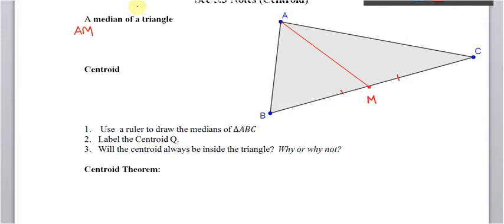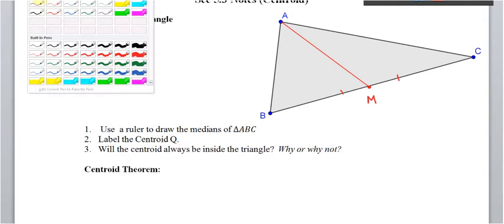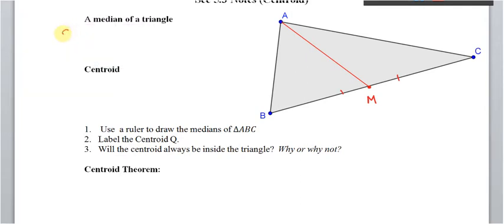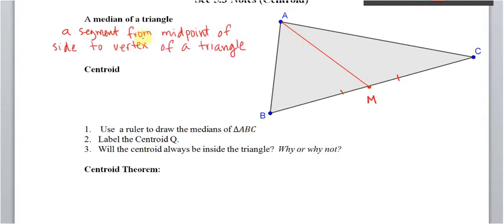is a median of, let me define this first and then we will use the example. So a median is a segment from the midpoint of a side length through the vertex. A segment from the midpoint of a side of a triangle to the vertex of a triangle. So in our example here, segment AM is the median of triangle ABC.